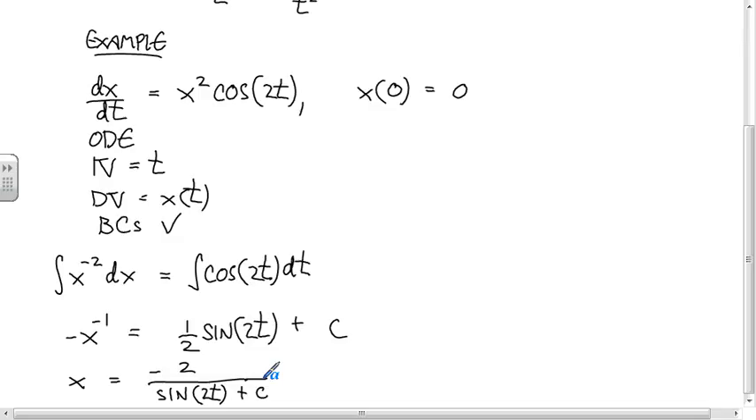Yeah, that boundary condition isn't going to work. That music plays every time I make a mistake.